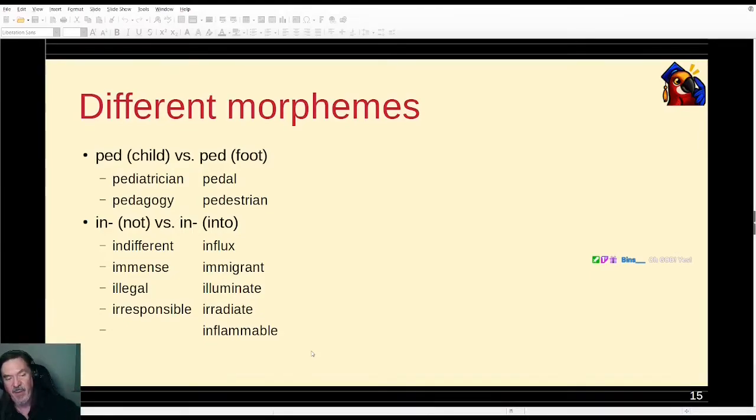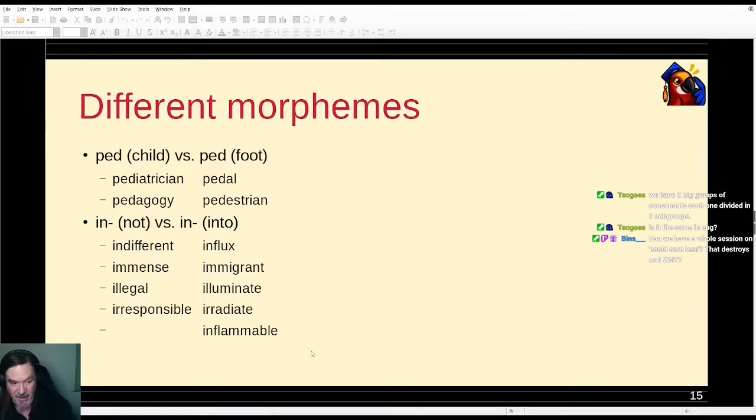And notice, you have the same variation with n that we saw with con. You see the same allomorphy that happens with in as well, right? N changes to m in front of m. Immigrant is somebody who migrates into a region, right? Something that's illegal, not legal, but illuminate is light into a place. Irresponsible, not responsible. Irradiate, radiation into a place, right?